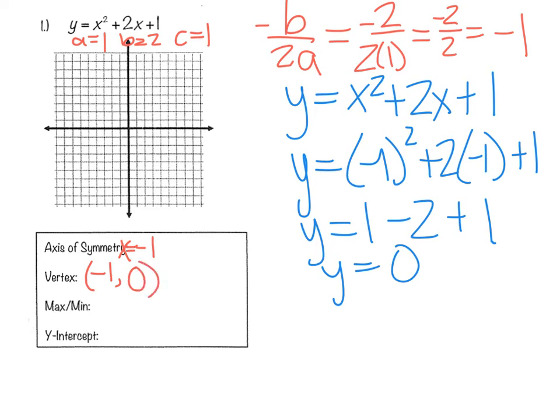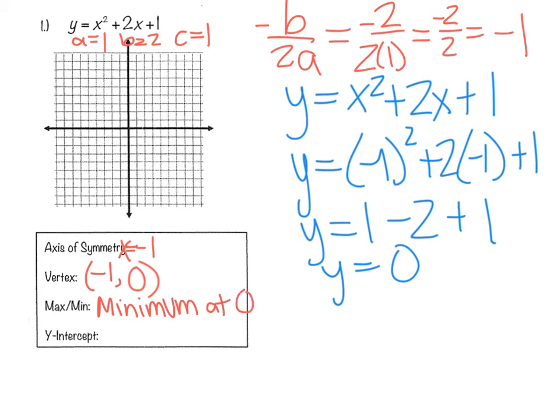Is it a maximum or minimum? So we look at what's in front of the x squared. Again, if it's negative, that means it has a maximum. Since this is positive, it's going to be a minimum. And the minimum, remember, is at the y coordinate of the vertex, so the minimum's at 0.